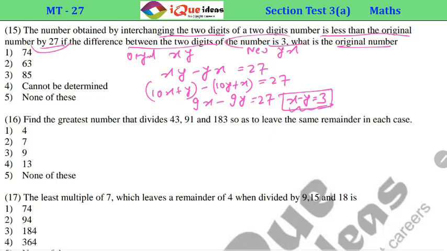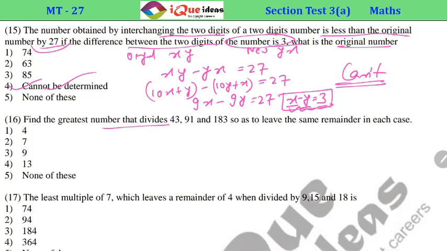The second information is a repeat, so there is nothing new. So we have two variables but only one equation. That means we cannot answer this question. So look at the options. Data insufficient is the answer to this question, which is the same as cannot be determined. So the answer is the fourth option, cannot be determined. All right. Now the next one.